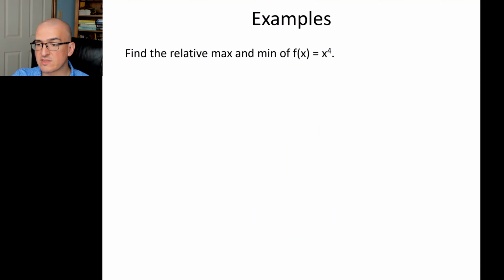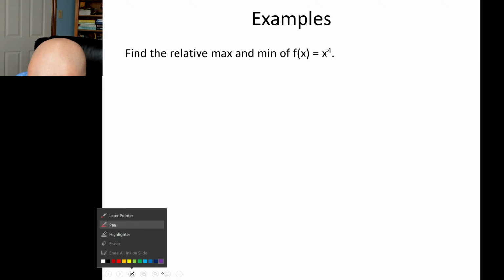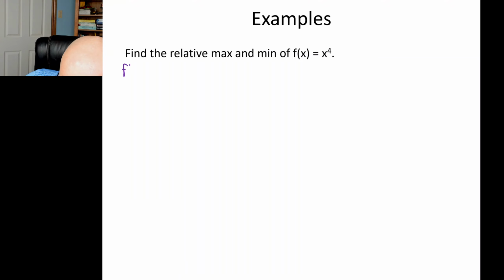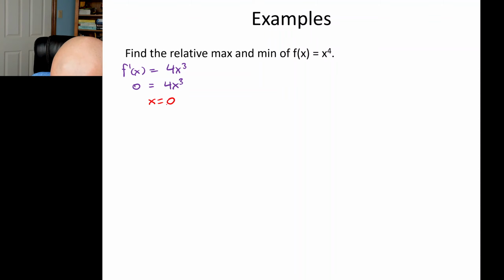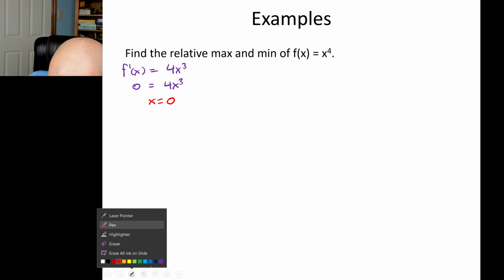We'll do one very, very nice example. Find the relative max and relative min of the function f of x is x to the power 4. So we'll start by taking the derivative. We get 4x to the power of 3. We set the derivative to 0. We get one solution. x is 0. So that's our critical number.